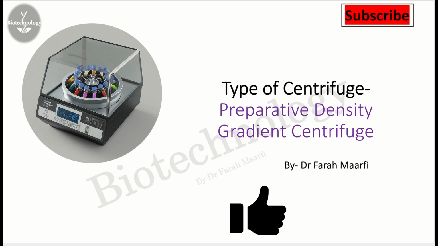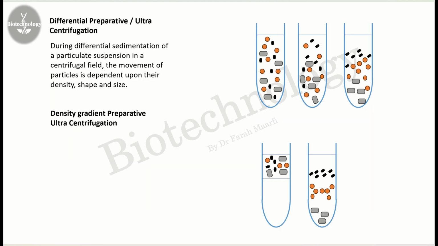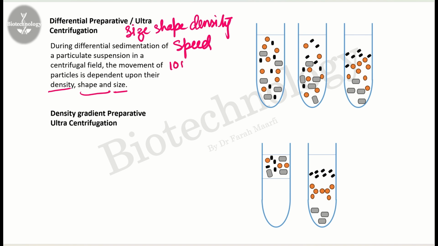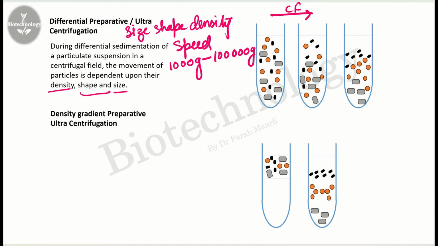In our last lecture, we were talking about differential preparative and ultracentrifugation that separates the subcellular fraction on the basis of size, shape and density, right? Another important parameter there was constantly increasing speed, that is from 1000 G to 1 lakh G. So here, as shown in the figure, when increasing centrifugal force is applied on the homogenate, the particles according to the size, shape and density will separate out, right?